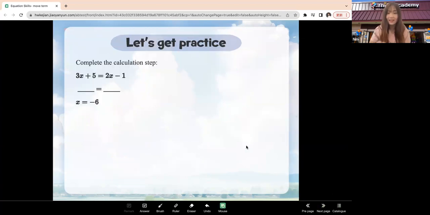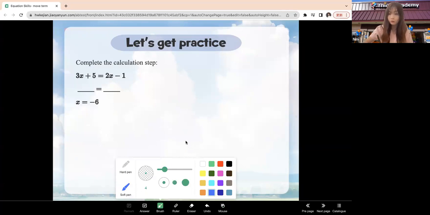All right, so now let's practice together. We want to complete the calculation steps. We have 3x plus 5 is equal to 2x minus 1. Remember, our motivation is to isolate the variables on one side of the equation and the other things on the right side. So let's observe here. Is there any term you want to move?